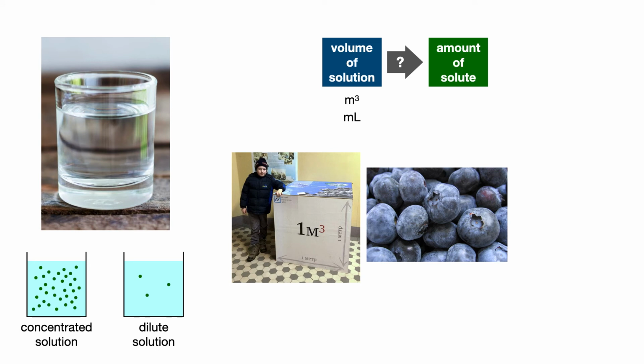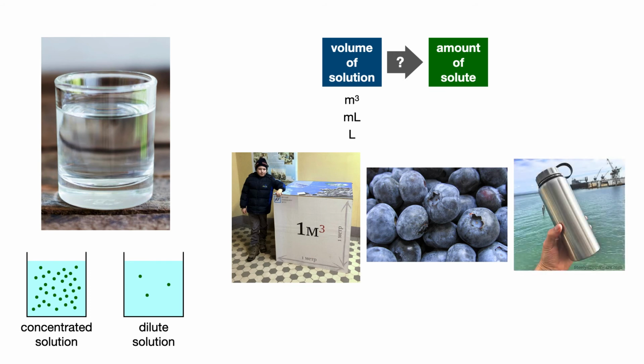And then another common volume unit is the liter. A liter is 1,000 milliliters, and this is a convenient size of unit for measuring liquids. A typical thermos flask that you might use for carrying water around might have a volume of about a liter. And when people are doing conversions between volume of solution and the amount of solute, liter is the volume unit that they normally work with.